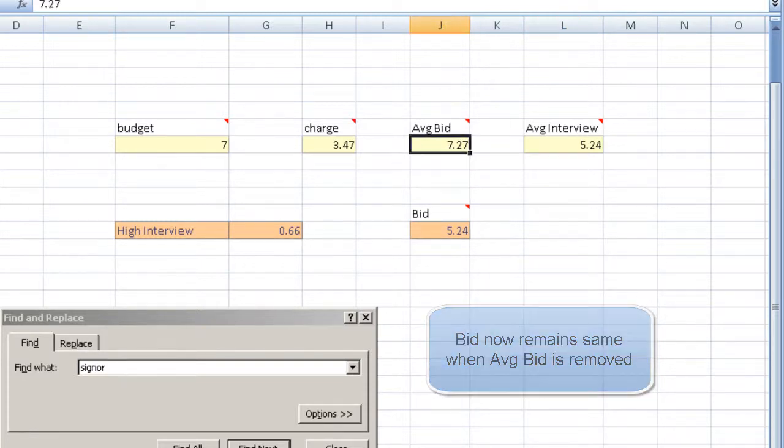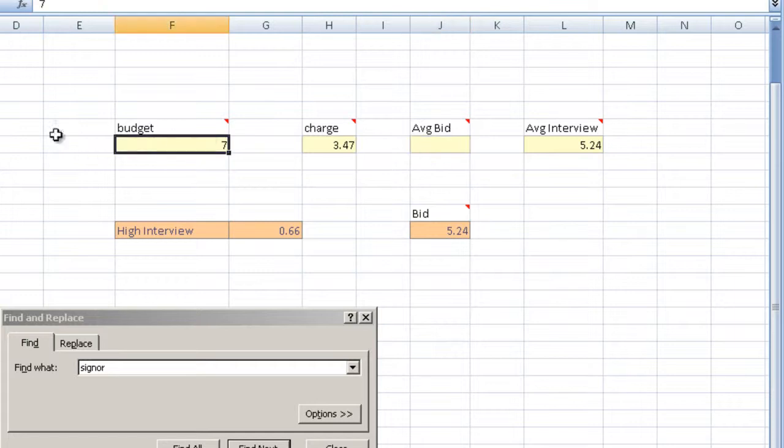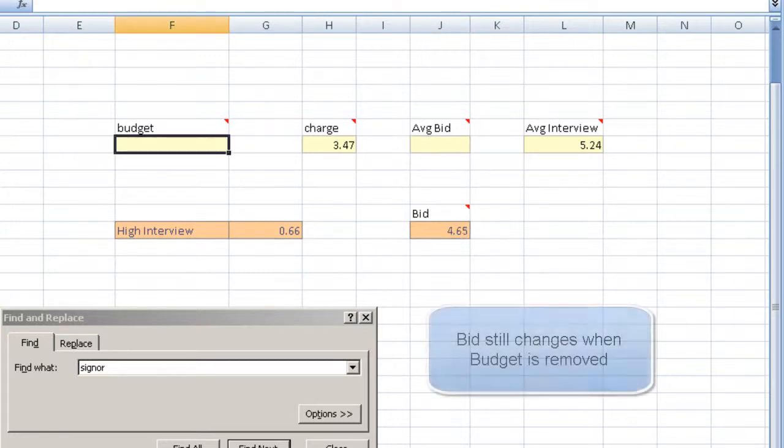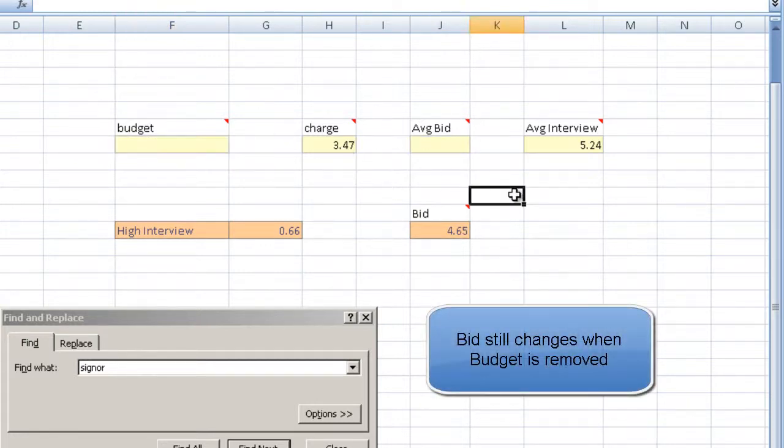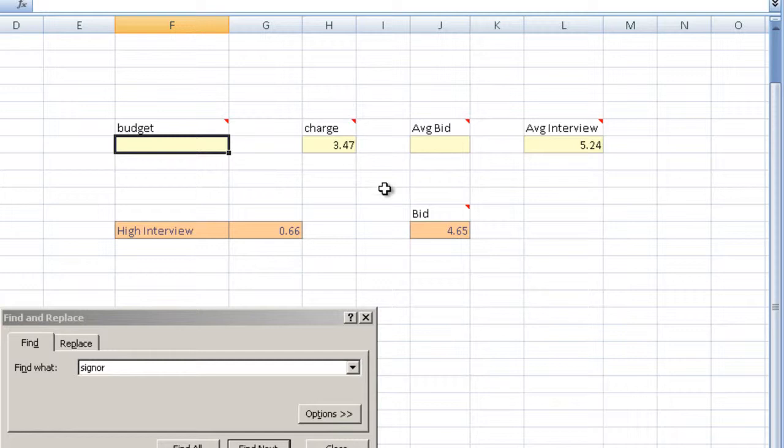As you see, you can remove that, and they'll actually give you a new amount. Bid factors in between the budget and the interview amount, and it also takes into account the original charge. So it might be a good idea to include the budget if they have a budget set.